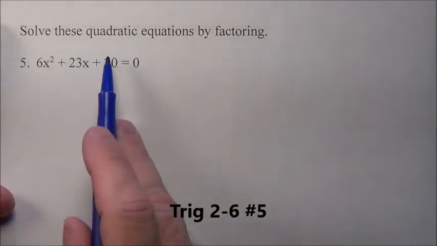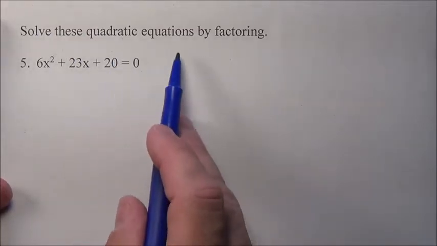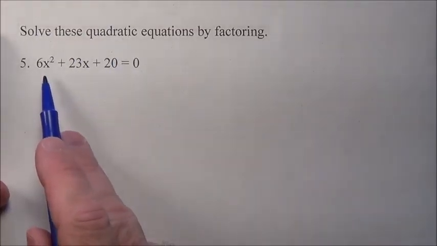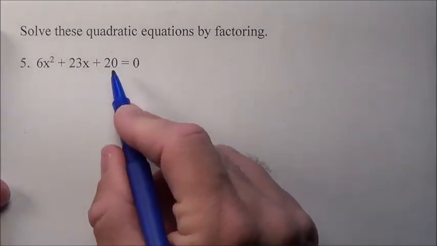Number 5, it says solve this quadratic equation by factoring. So this section was solving these quadratic equations by factoring. So we got to factor this. So I got to factor it down. Now there's a couple ways to do it. I'm just going to figure out what it breaks down to.